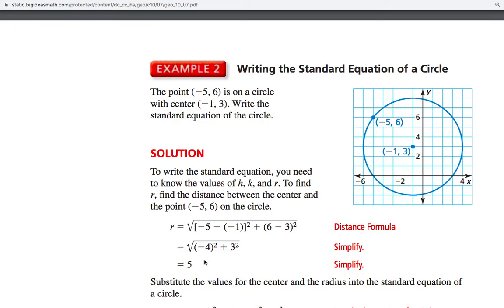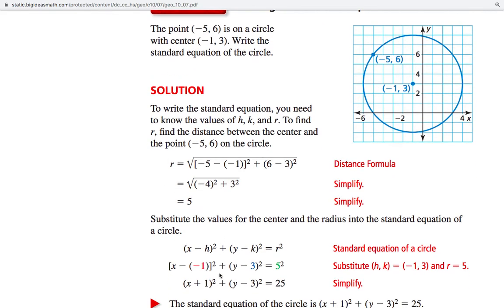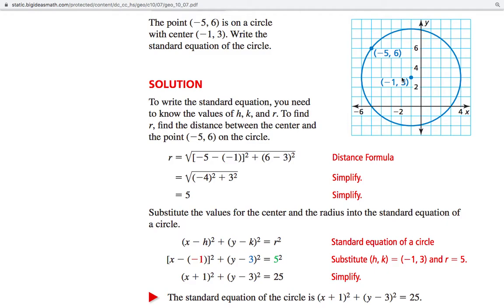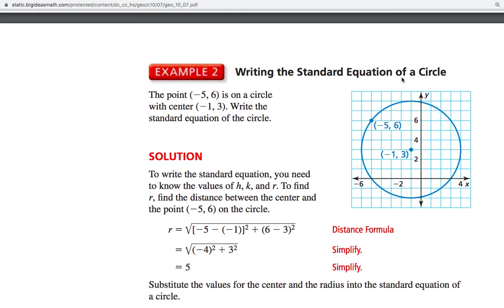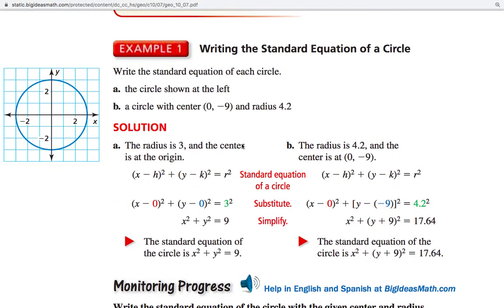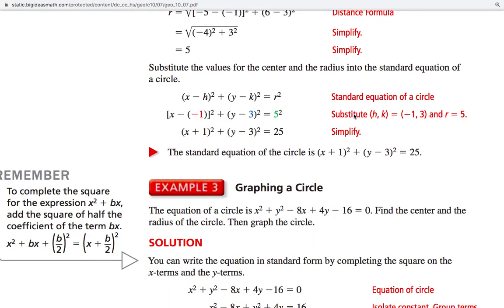The radius is 5, so that's going to be (x + 1) squared plus (y - 3) squared equals 25, which is that radius squared. So you've got to use the distance formula to find that radius, and then we can do it from there. That's the majority of what this section is, guys, just those two examples: being able to create the equation, whether they give you the center and the radius, or the center and a point on the circle. We've got to be able to solve that.